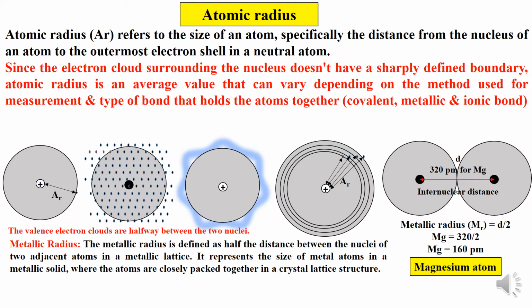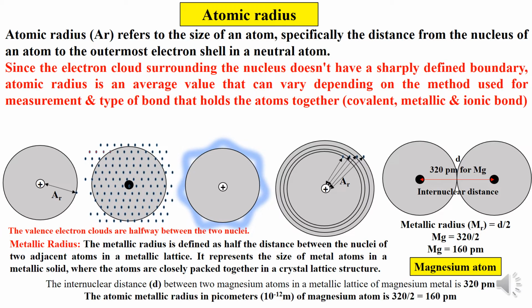So metallic radius is defined as half the distance between the nuclei of two adjacent atoms in a metallic lattice, and it represents the size of metal atoms in a metallic solid where the atoms are closely packed together in a crystal lattice structure.